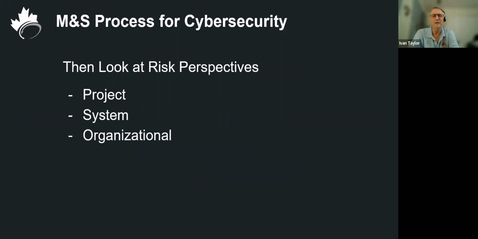We look at risk perspectives. There's generally three types of risk that are often considered. Project risk is often considered in project management, but we're not going to consider that today. We're going to talk about system risk, which is the operations of the system and getting the system back up and operating after a cyber attack.